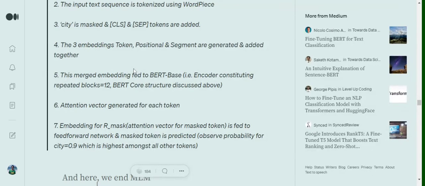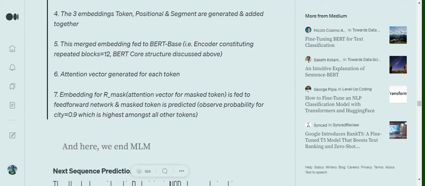The three embeddings, token, positional, and segment embeddings, are generated and added together. This merged embedding is fed to BERT base, where, if you remember, we have 12 encoder blocks getting repeated. In case of the transformer, we have just 6, and in case of BERT base, we have 12. An attention vector is generated for each token, and the embedding generated for the mask token is used to determine what should be the apt word for here.